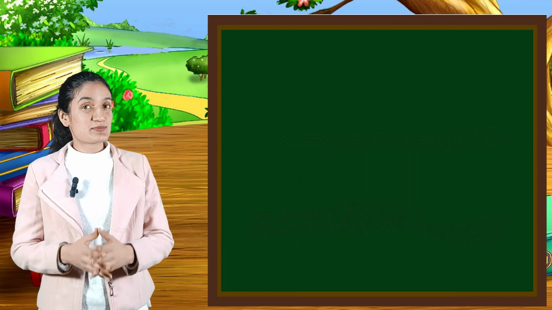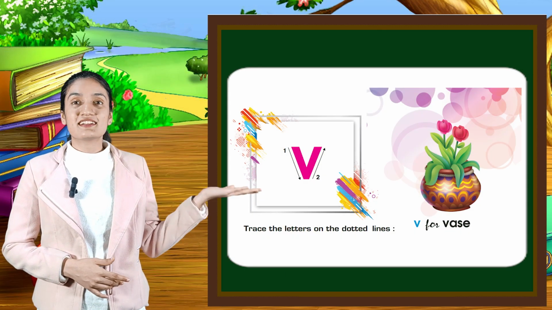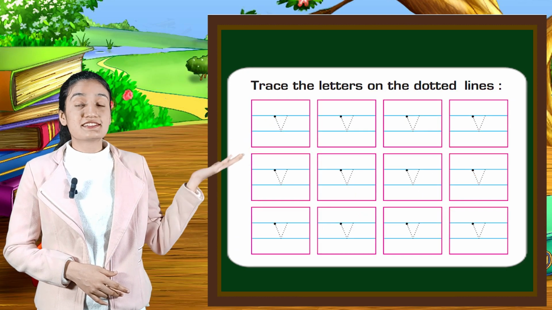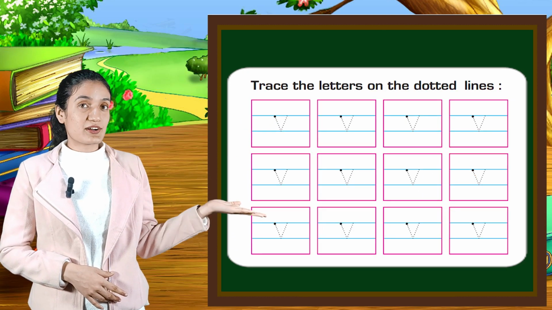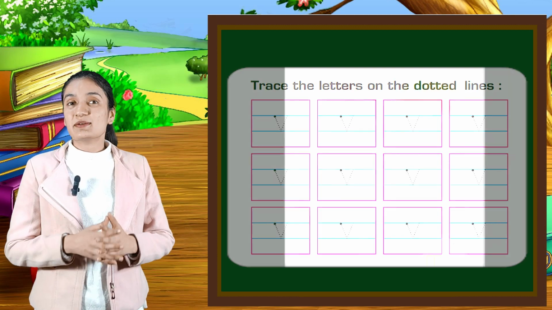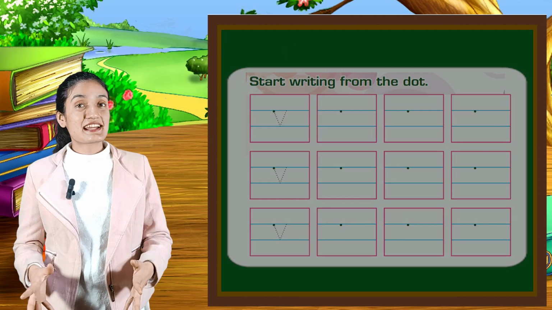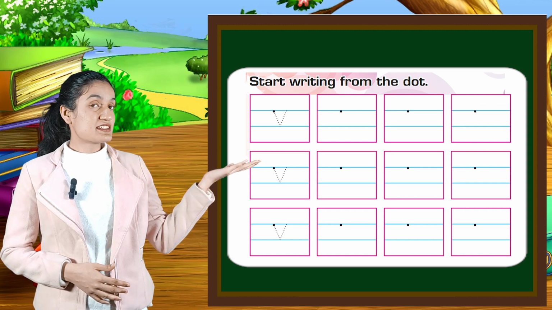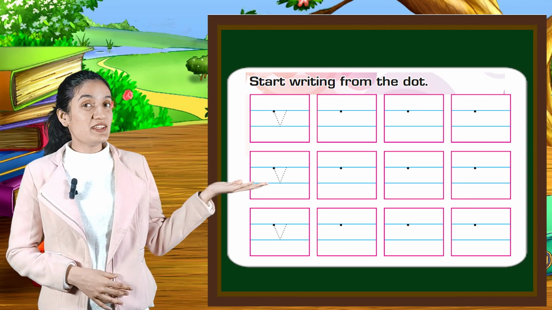Next letter is small v. V for vase. Trace the letters on the dotted lines. Here are the dots and join all the dots making it V. Mention the date in the end. Start writing from the dot. Here is the dot and try to make V.